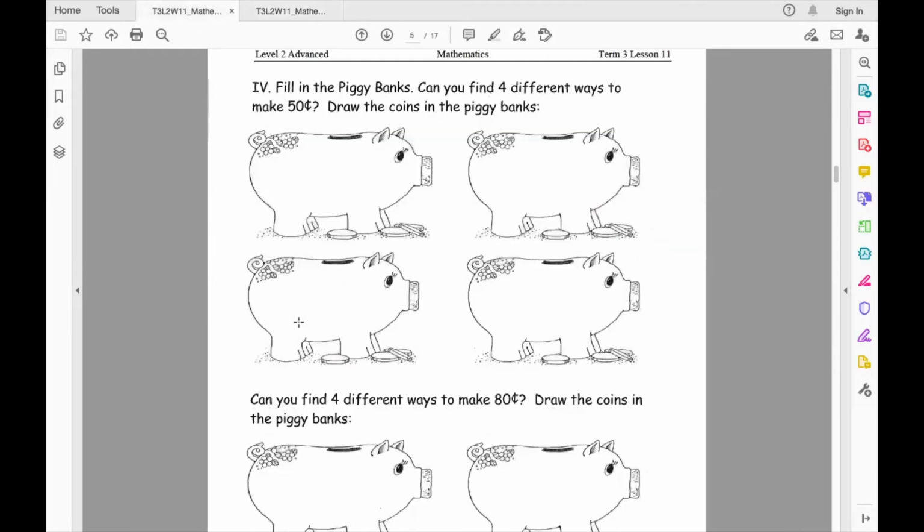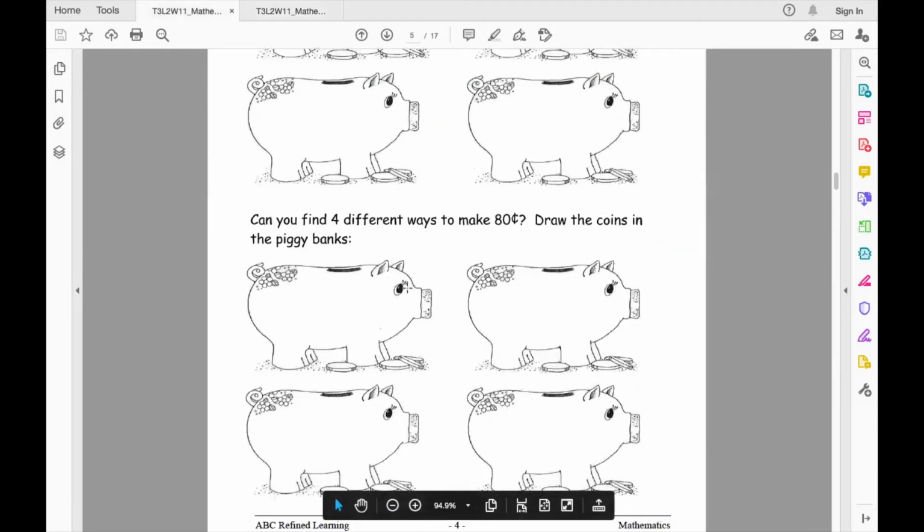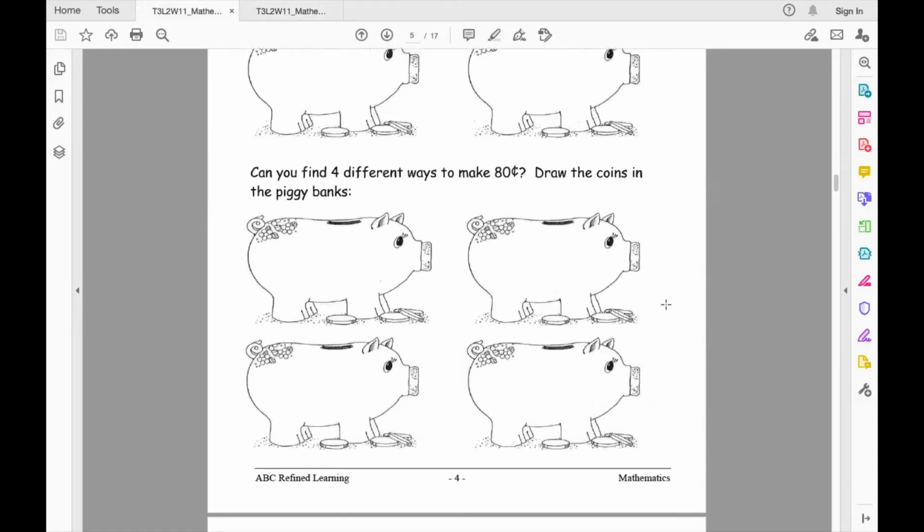Okay, the next part I want you to do for homework. I'll quickly read the question. Can you find 4 different ways to make 80 cents? Draw the coins in the piggy banks. That's for homework. This time we're trying to make 80 cents, not just 50 cents, so it's more. Once again, that was for homework.